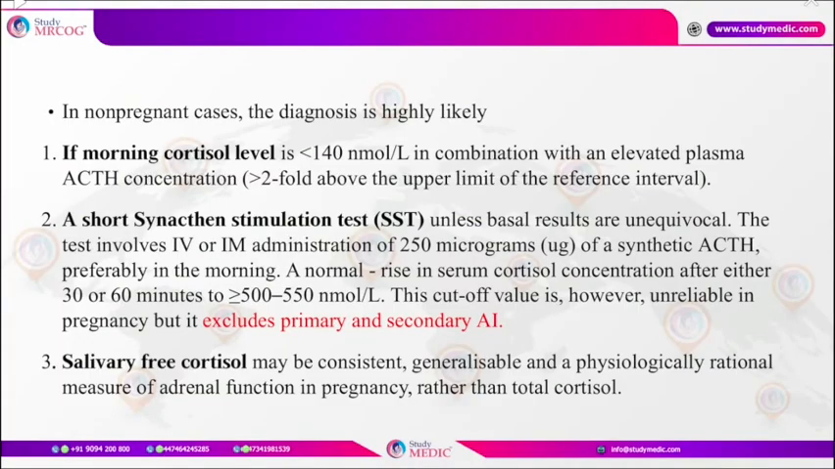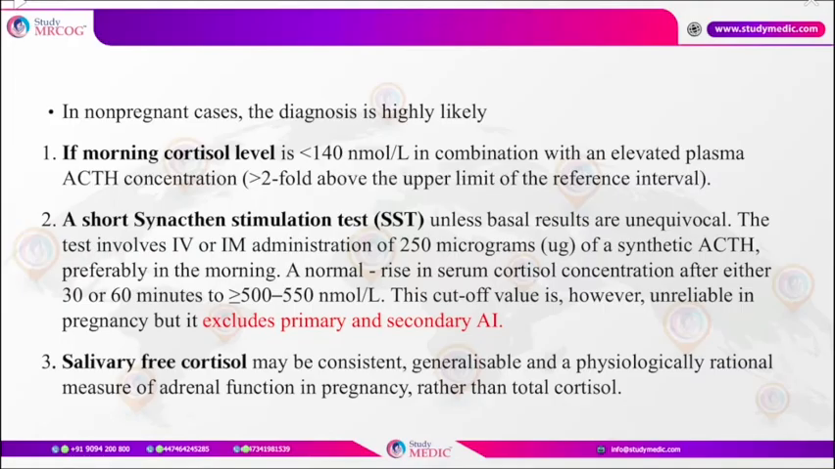Going ahead, in Addison's cases, in a non-pregnant patient, the diagnosis is made by means of 3 ways. The first, the morning cortisol level, the second is the short synacthen test, and lastly the salivary free cortisol level. Morning cortisol level less than 140, as mentioned in the TOG article, in combination with elevated plasma ACTH concentration, which is more than twofold above the upper limit of the reference interval, can help you in diagnosis of Addison's disease.